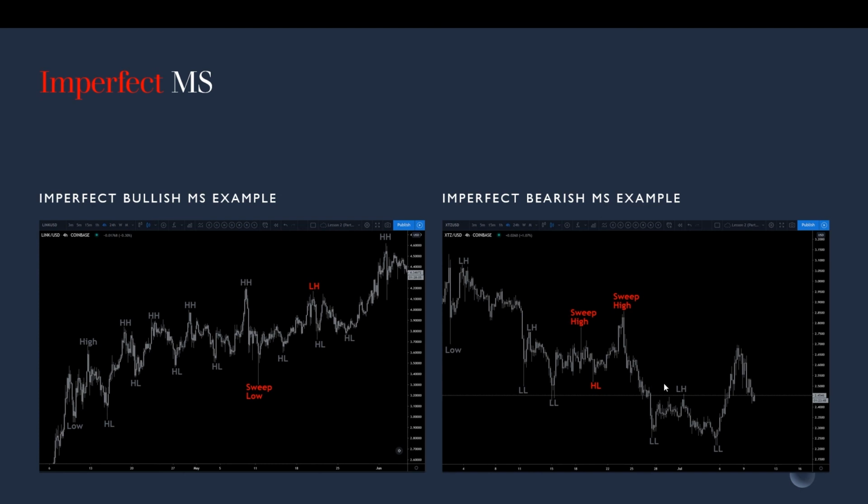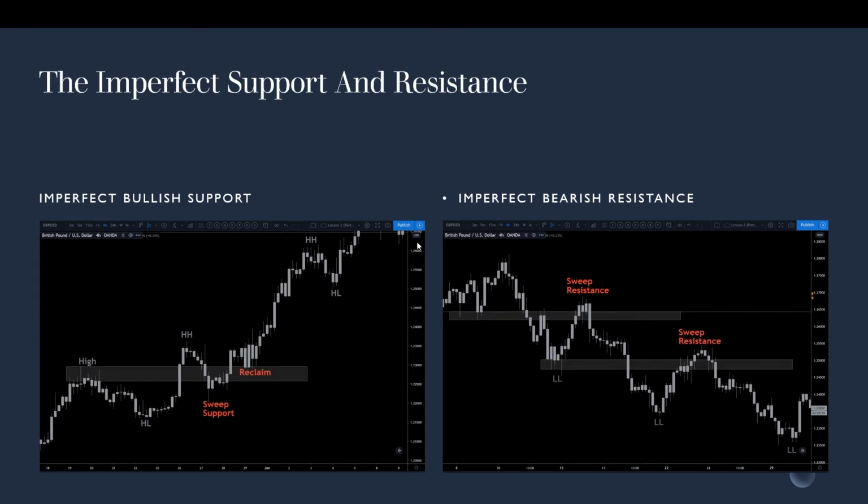Trying to find a clean chart is what your job is. You have endless things to trade. Why would you trade something that looks like doo-doo? It's not worth your time. Go move on. So the imperfect support and resistance level, imperfect bullish support.